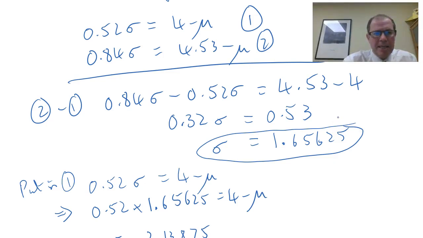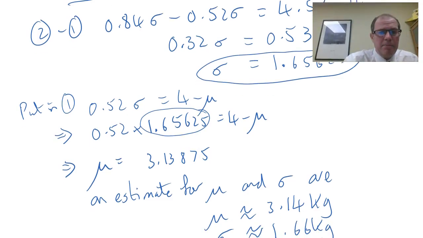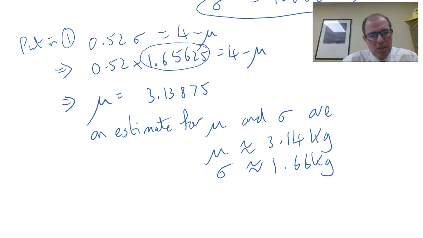Let's sub it back into either equation 1 or 2, whichever looks easier to you. I think 1 looks easier. So I'm going to sub it back into 0.52 sigma equals 4 minus mu, and solving that gives me an estimate for mu, which is 3.13875. And then I'm going to round at the end because I rounded my z-scores to 2 decimal places. So I'll do the same with my estimates for mu and sigma: mu is 3.14 kilograms and sigma is 1.66 kilograms.